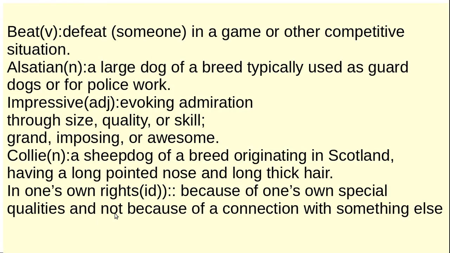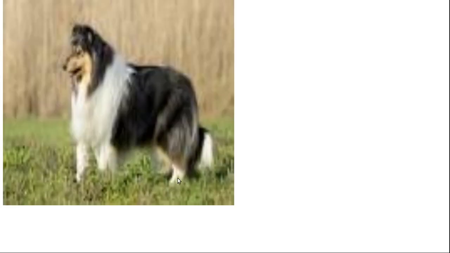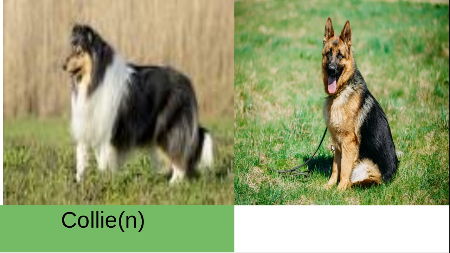Before that, let us see the words. Beat means defeat. Alsatian is a large dog of a breed typically used as a guard dog or for police work. Impressive means evoking admiration through size, quality or skill. Here it means evoking admiration through skill. Otherwise it can mean grand, imposing or awesome. Here the best meaning is evoking admiration through skill. Collie is another breed of dog originating in Scotland, having a long pointed nose and long thick hair. You can see the Alsatian and collie, their images. In one's own right means because of one's own special qualities, not because of a connection with something else or someone else. Okay, right? You can see this is the collie and this is the Alsatian, right?